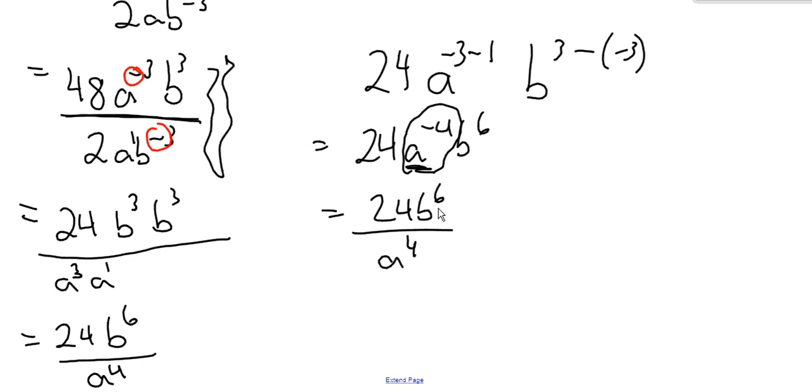Same answer. But what I find is that it's very easy for me to make a mistake when I look here at negative 3 subtract 1, and then 3 subtract negative 3. This integer math is very easy to sort of mess up, which is why I did it this way first.